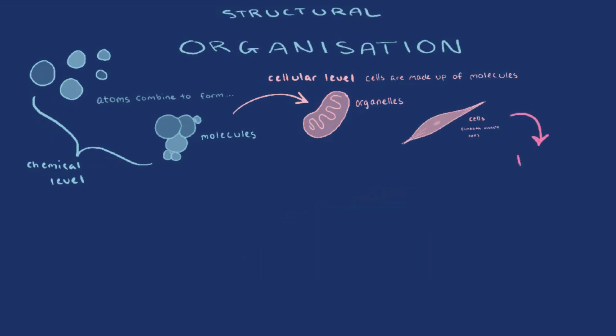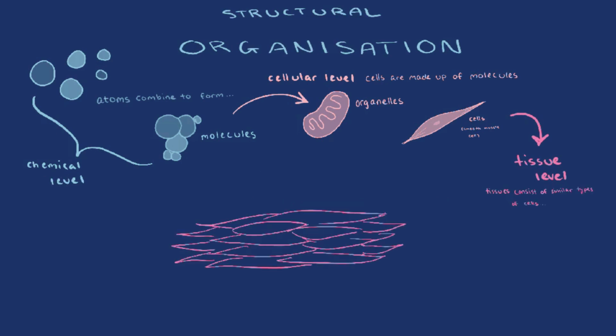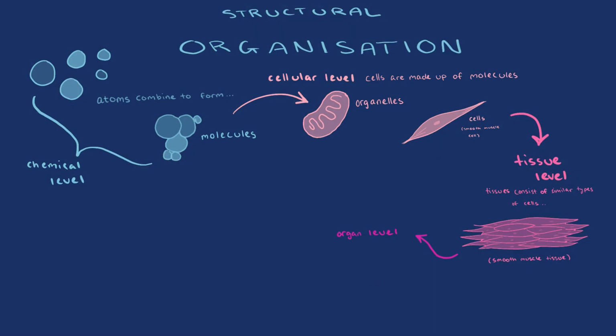And then next we go on to the next level, the tissue level. So tissues consist of similar types of cells. And here I'm showing you a smooth muscle tissue. As you can see, it's just lots of the smooth muscle cells combined together. And the next, organ level. So you can kind of get the idea now that we're going up and up. It's building up to the next level.